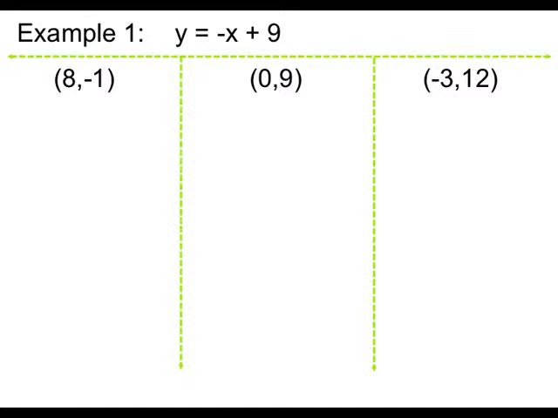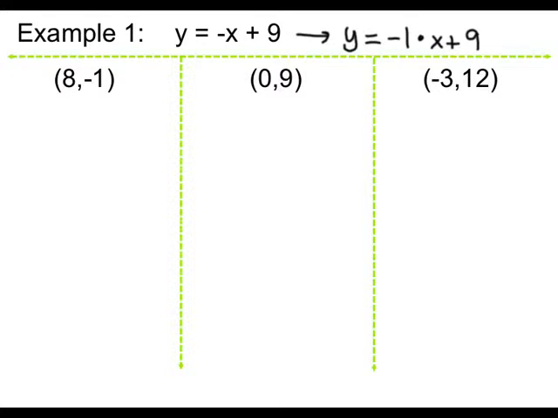Example 1 says y equals negative x plus 9. It is an equation of a line, and I have 3 different ordered pairs here, and I want to know which points are on this line and which ones don't match, or are off the line. First I have to realize what y equals negative x plus 9 means. You can look at it one of 2 ways. It could say y equals the opposite of x, or you could think of it as y equals negative 1 times x plus 9. We'll treat it that way.